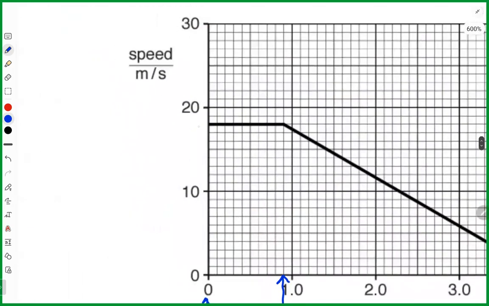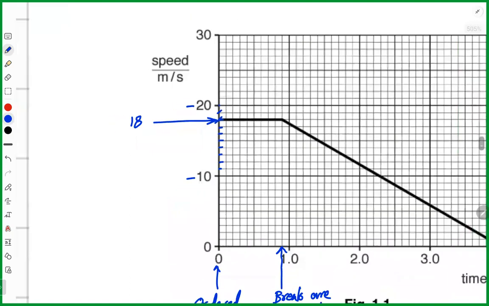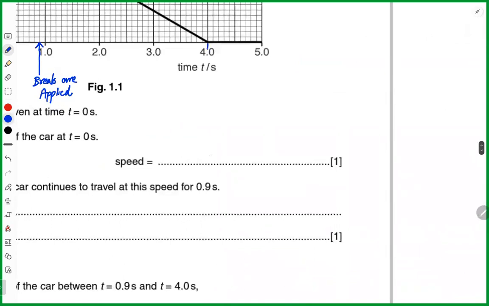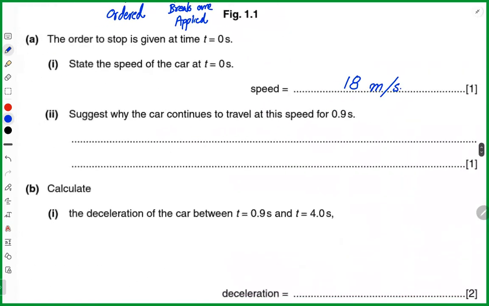So what is this speed? It's 18 meters per second. Yes, if this is 10 and this is 20 and there are 10 blocks in between, each block is 1. So 11, 12, 13, 14, 15, 16, 17, 18, or the simpler way, 20, 19, 18. So the speed was 18 meters per second.